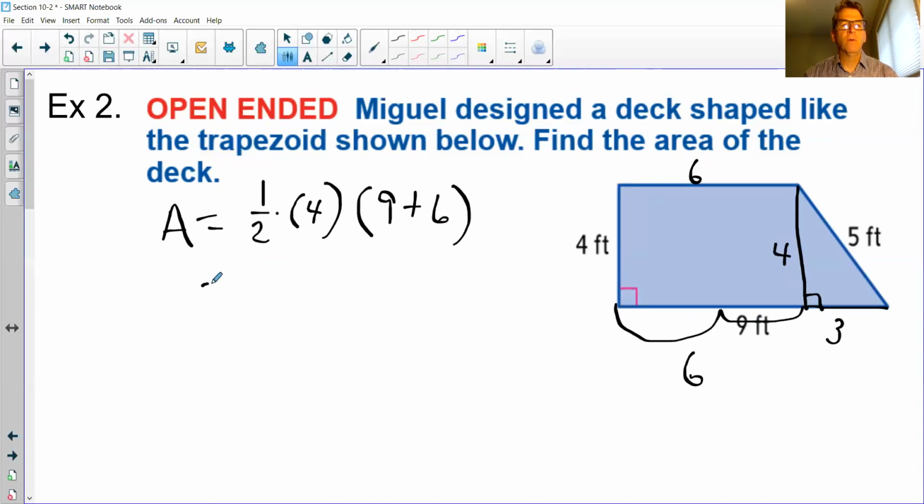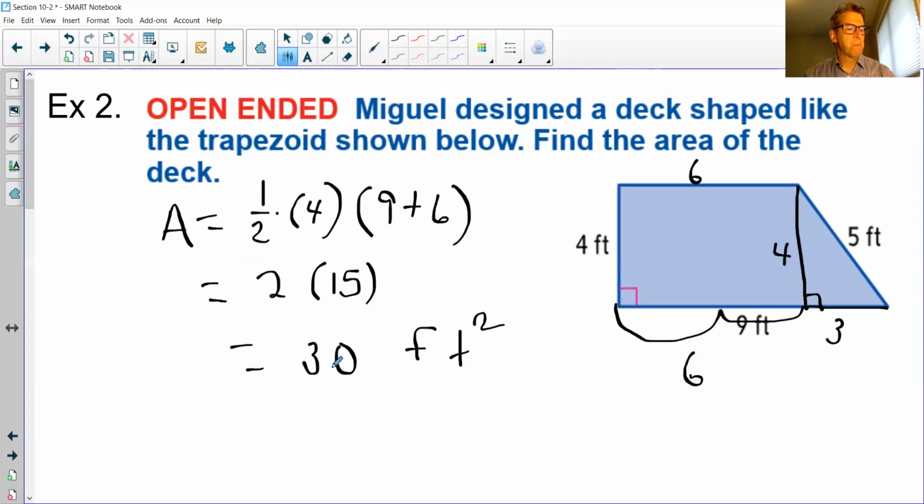So 1/2 times 4 is 2. 9 plus 6 is 15. And the area of that deck is 30 square feet for Miguel. And that's example 2.